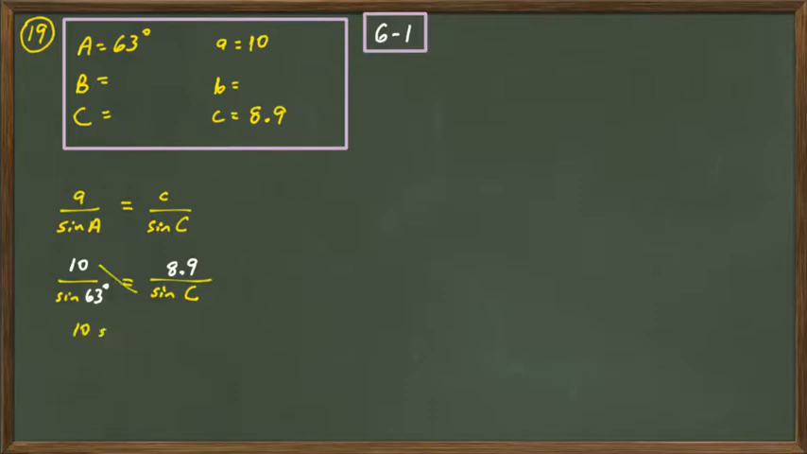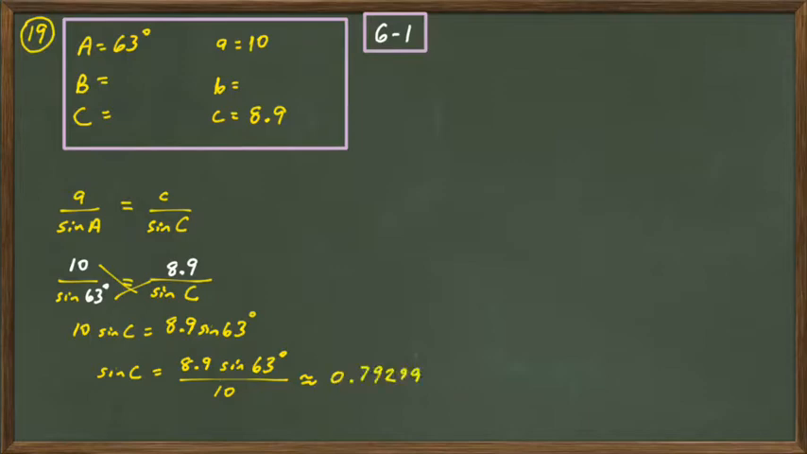So I get 10 times the sine of C equals 8.9 times the sine of 63 degrees. So I get the sine of C to equal 8.9 times the sine of 63 degrees divided by 10, or approximately something I'm going to get on my calculator. Okay, I punch this in my calculator. I got the sine of C to equal 0.79299.